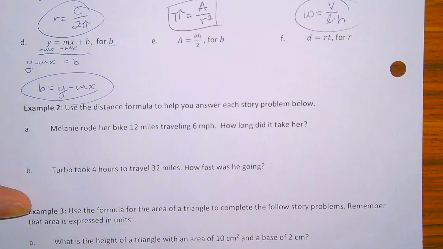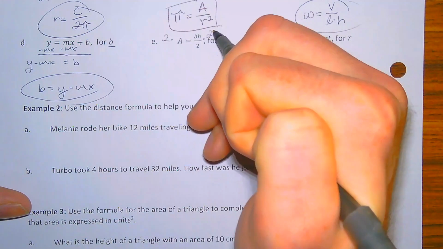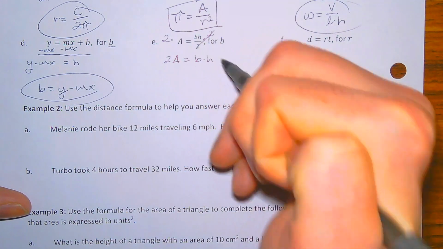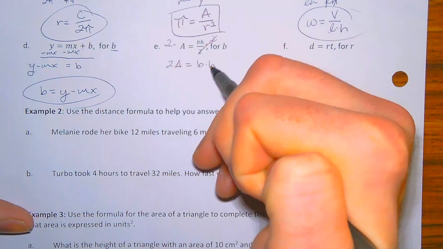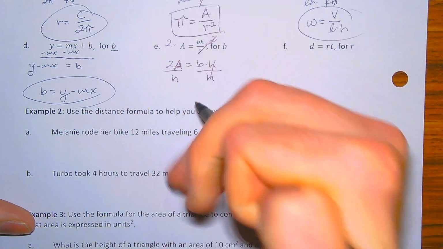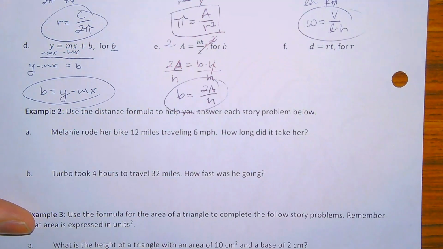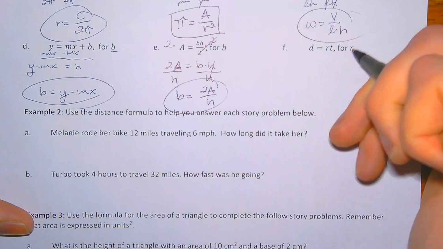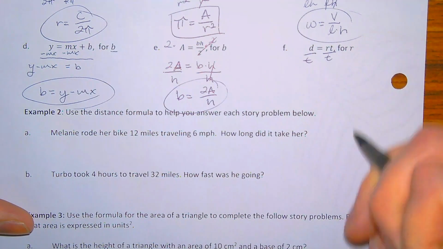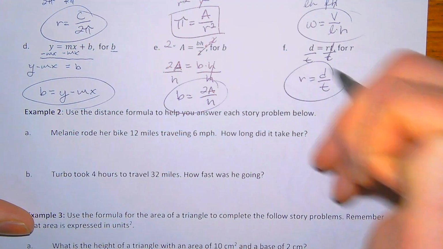Here we're going to be asked to solve for B. First thing that we want to do when we have this, we want to get rid of the 2 on the bottom. The 2's will cancel, leaving us with 2 times A equals B times H. Once again, we're asked to solve for B, so we want to be able to get rid of that H there, divide both sides by the H. Our H's cancel, leaving us with B equal to 2A over H. And then our last one, we're solving for R. R is here, we need to get rid of the T, divide both sides of your equation by T. Leaves us with R equals D over T. Just like that.